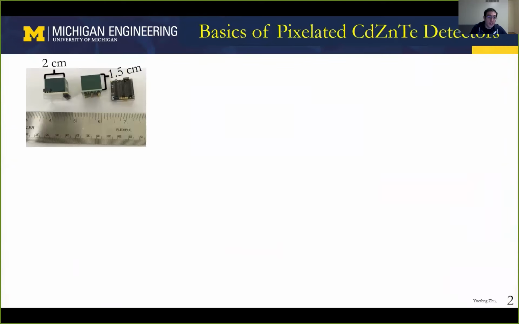This is our gamma ray detector. Inside there are 9 pixelated CZT detectors. This is the CZT detector. It's 2 by 2 by 1.5 centimeters, so it's about 6 centimeters cubed. It's about yay big.